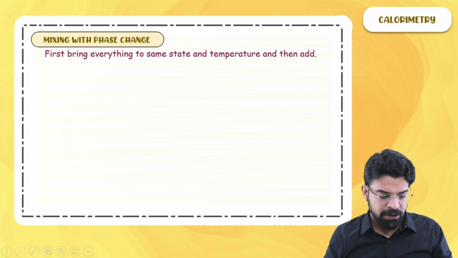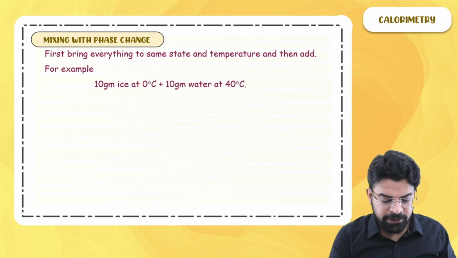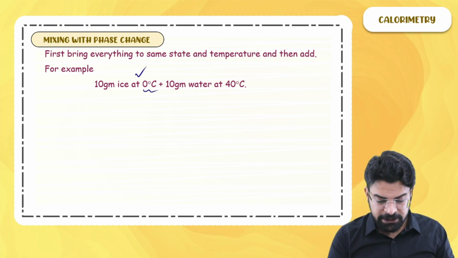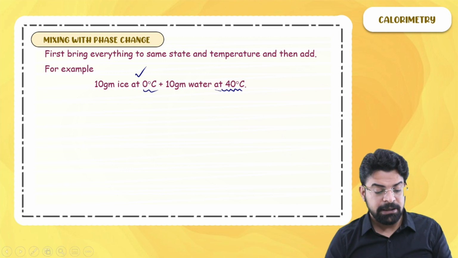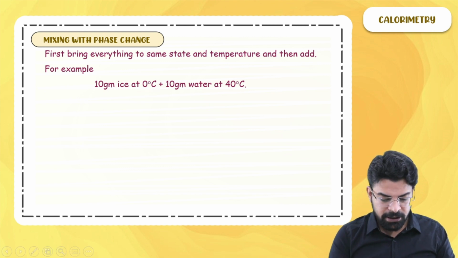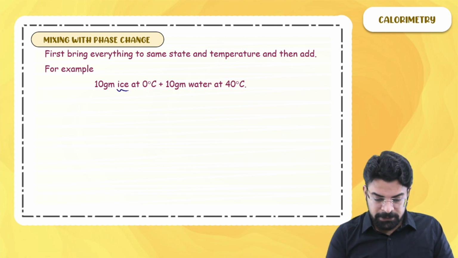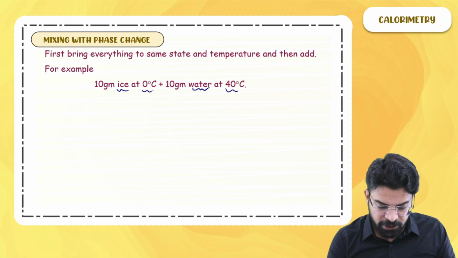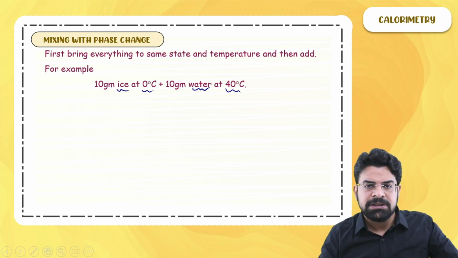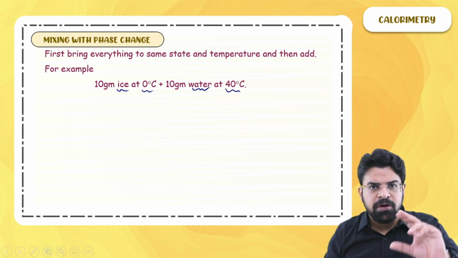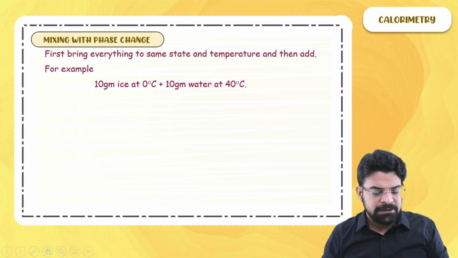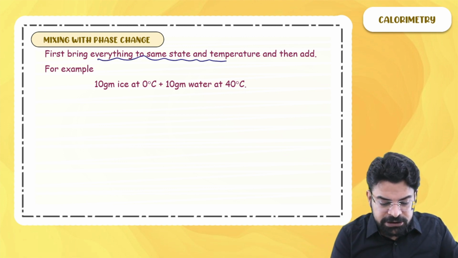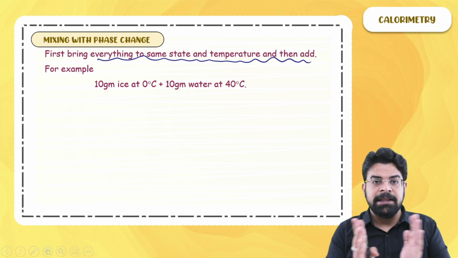Keep calm. See, for example, if you have to mix 10 gram of ice at 0 degree centigrade and 10 gram of water at 40 degree centigrade. Here the first thing is ice, the second thing is water. Ice is at 0, water is at 40, and you are mixing them. They are asking you what will you finally have. You will get this type of question. What to do? First bring everything to the same state and temperature and then add them up.